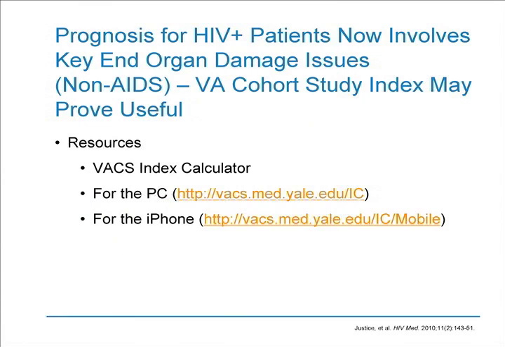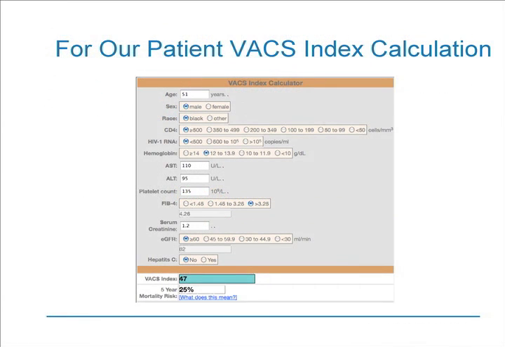Since HIV-positive patients on treatment who are aging have many potential comorbidities, neither the standard HIV surrogate markers nor the Framingham score, which looks at just heart disease, really captures a global picture of health risk. So a new useful tool looking at mortality in HIV-positive patients that I have found used in clinic now is the VA cohort study index. And I've provided in this slide the websites to access it for the PC or for an iPhone. For our patient, this is what that index calculation looks like.